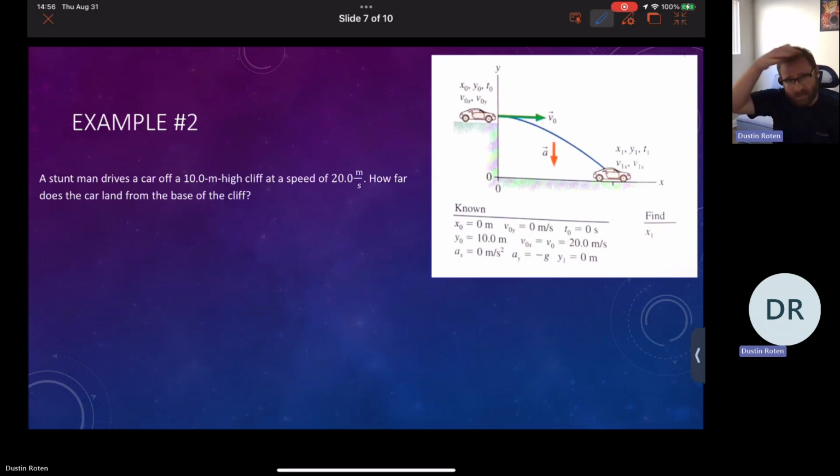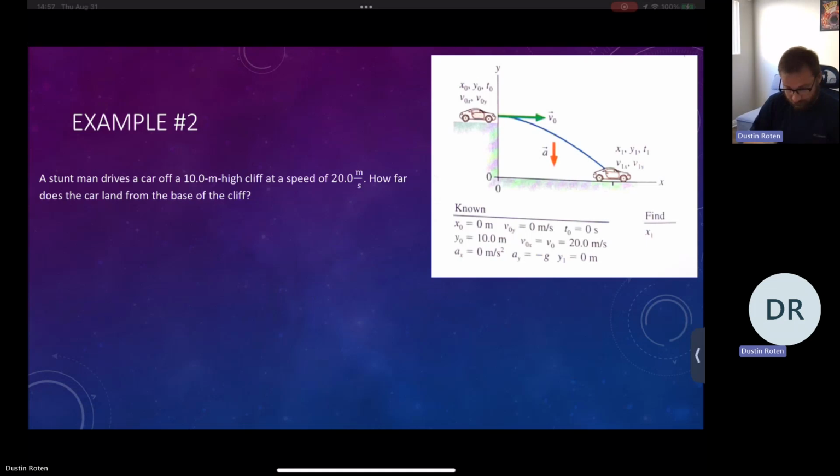All right, let's look at yet another example. A stuntman drives a car off of a 10-meter high cliff at a speed of 20 meters per second. How far does the car land from the base of the cliff? So remember our 4 steps. Model, okay, well, we're doing that now. We're going to use kinematic equations. Visualize, well, here I've got it drawn out.